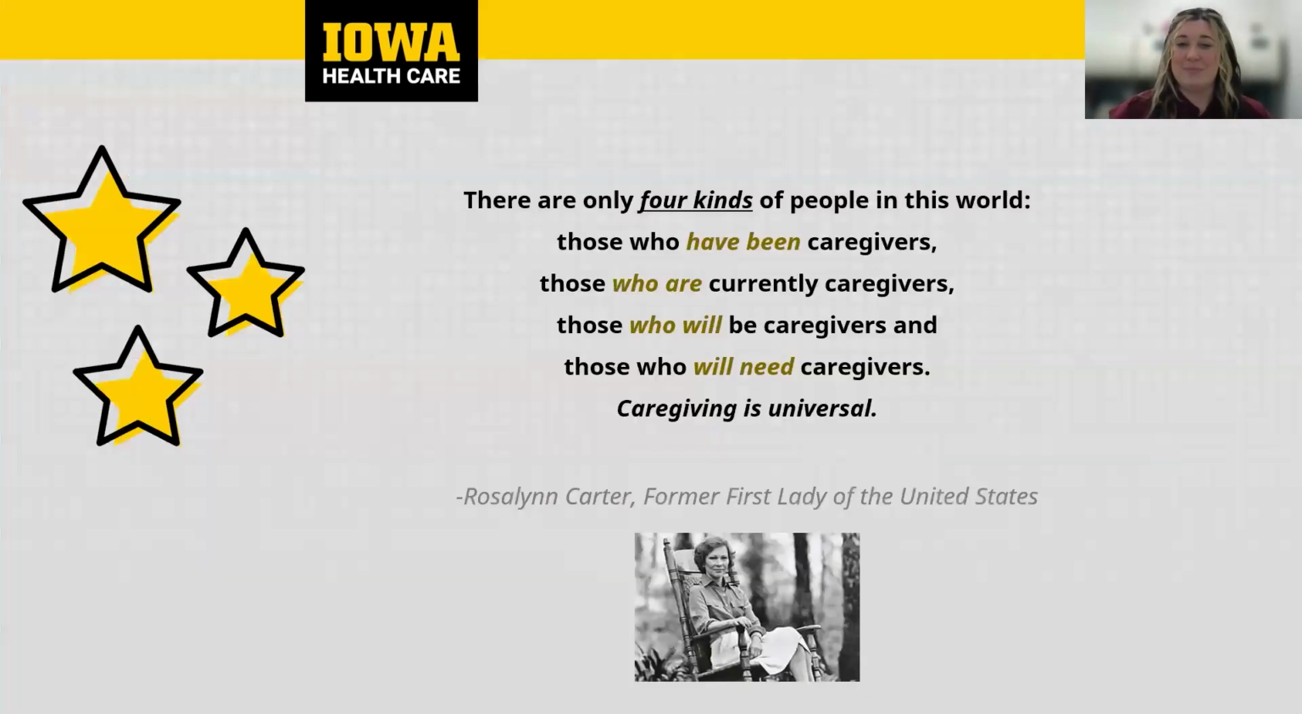All right. This is a quote that I really like. There are only 4 kinds of people in this world: those who have been caregivers, those who are caregivers, those who will be caregivers, and those who will need caregivers. Caregiving is universal, by our lovely Miss Rosalynn Carter. This demonstrates the importance that at some point in your life, you will likely be a caregiver or may need a caregiver. It's just a responsibility that we all have. And then when you partner cancer in with that, it can be very tricky.